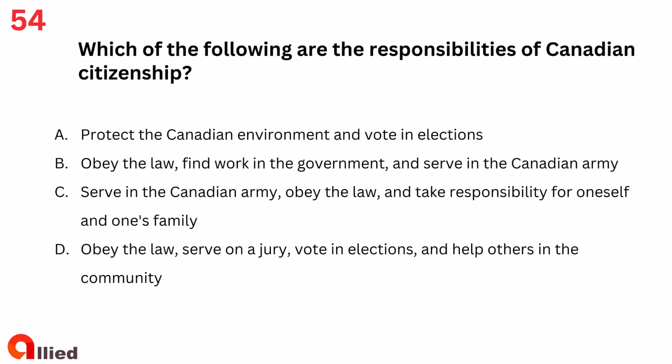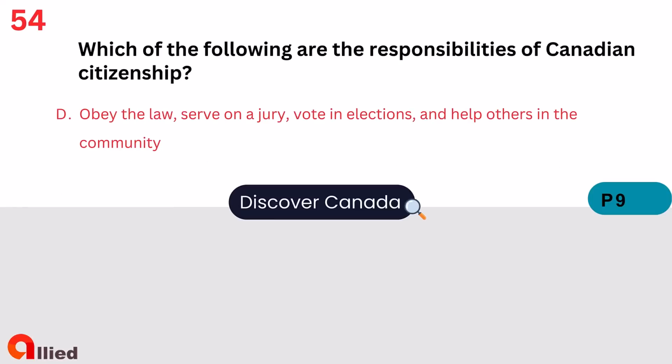Question 54. Which of the following are the responsibilities of Canadian citizenship? A. Protect the Canadian environment and vote in elections. B. Obey the law, find work in the government, and serve in the Canadian Army. C. Serve in the Canadian Army, obey the law, and take responsibility for oneself and one's family. D. Obey the law, serve on a jury, vote in elections, and help others in the community. The answer is D. Obey the law, serve on a jury, vote in elections, and help others in the community.